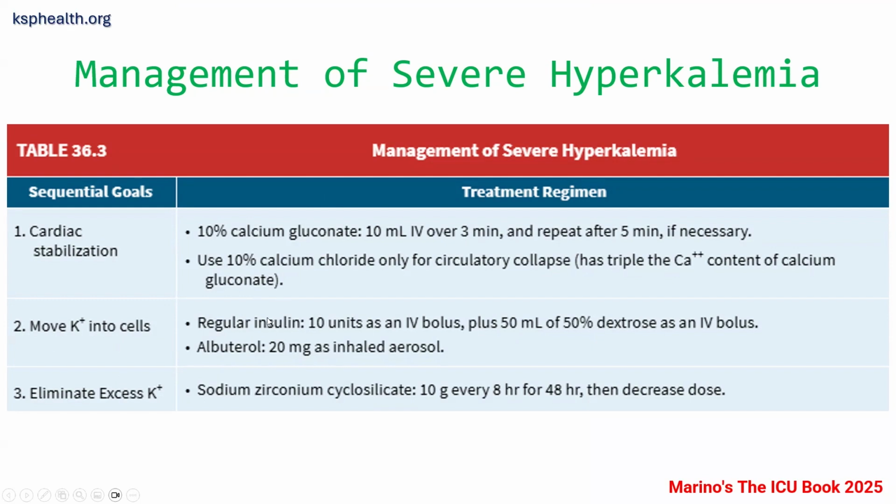Second, oftentimes we use everything simultaneously, even though I say second and third. It is not on a priority basis. First, calcium. Second, insulin glucose infusion: 10 units of regular insulin plus 50 ml of 50% dextrose IV bolus. Albuterol 20 milligram inhaled aerosol. And sodium zirconium cyclosilicate 10 gram every 8 hours for 48 hours, then decrease the dose. If it is because of renal insufficiency or the level is really high, you need to do immediate hemodialysis in these patients.